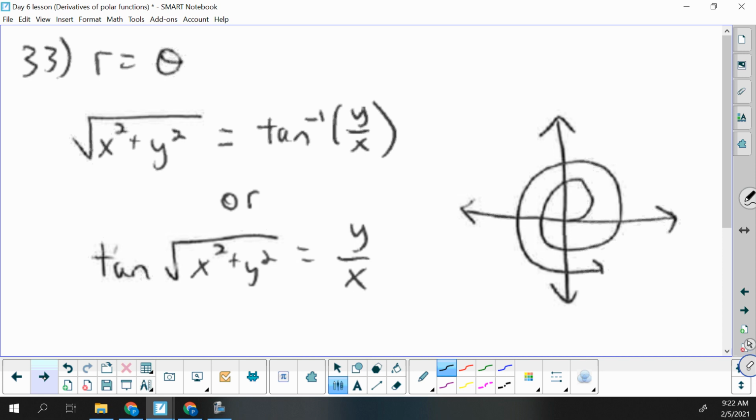Well, there you have your r is your square root of x squared plus y squared. Theta is your tan inverse, or you could say arctan of y over x. And if you wanted to bring it as regular tan over the other side, you could do that as well. It was kind of a cool looking graph for that one.